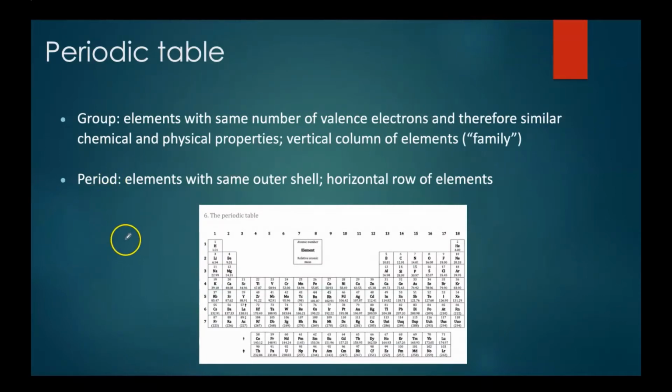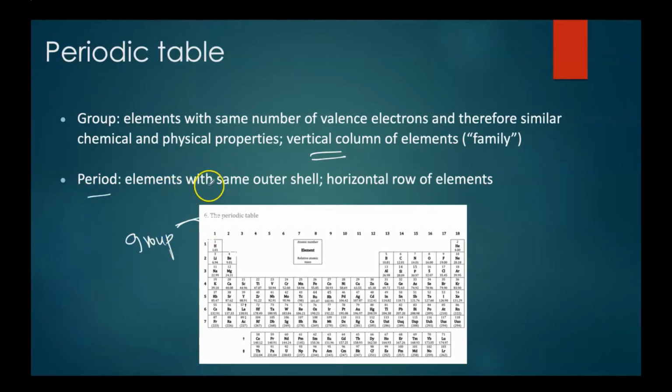So let's talk about the group and period. Group means elements with the same number of valence electrons, and because of that they have similar chemical and physical properties. When these elements get together, we say they are within this group, their own group or family. The vertical columns of the periodic table are called groups. So these are called the groups.